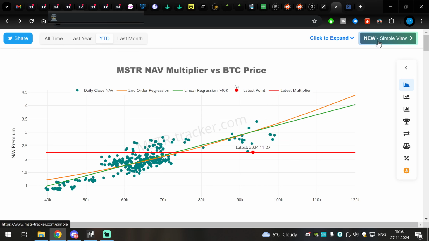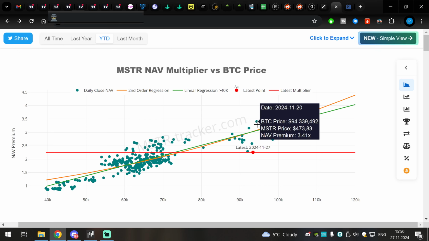So what you should be looking at with MicroStrategy is this. I will show you in the simple view as well, but you can watch here too. For example, on the 20th of November, the price of MicroStrategy was $473, and the premium was 341. This shows you how much Bitcoin they own, I think 20 billion, but the company value is 70 or 80. I think it was even more here. So you want to buy MicroStrategy when Bitcoin is in the swing long area. Technical analysis of Bitcoin comes first, and then you also want to see MicroStrategy at a fair price.